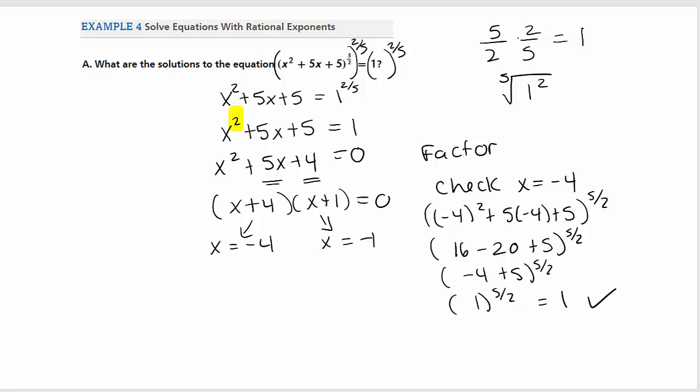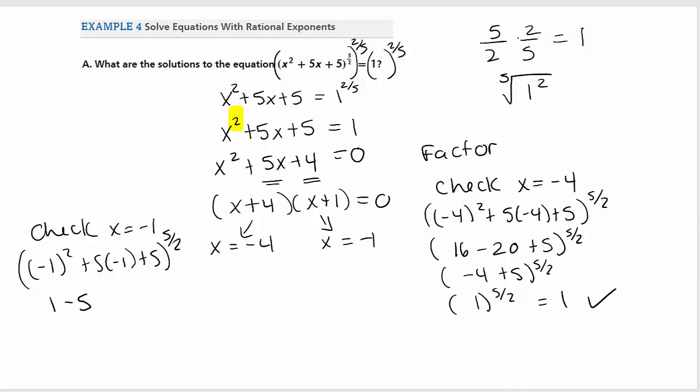Now let's check x is equal to -1. So -1 squared plus 5 times -1 plus 5, all raised to 5 over 2. So we end up getting 1 minus 5 plus 5, which is -4 plus 5, which is 1 to the 5 over 2. So that's going to work as well. So it looks like both answers work.